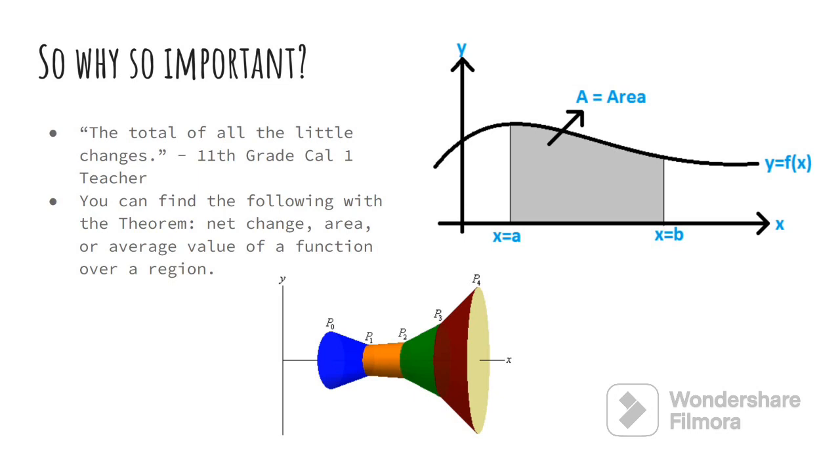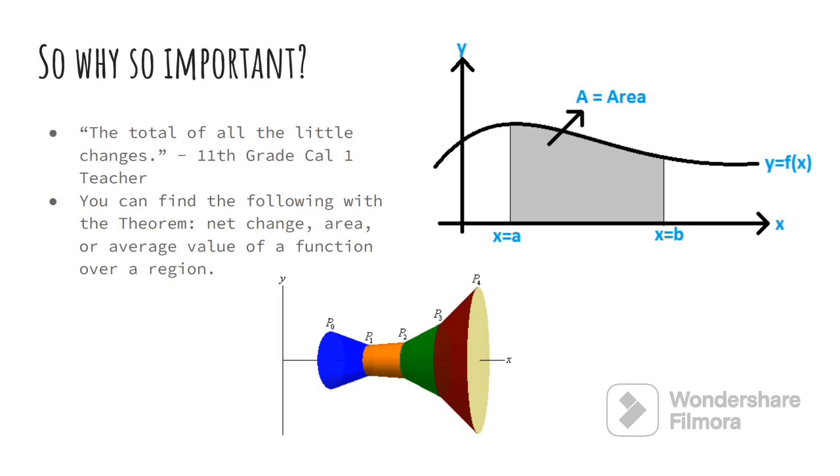Well, as one of my greatest math teachers told me back in 11th grade, he described the fundamental theorem as the total of all the little changes in one big thing. You can find a lot with the fundamental theorem of calculus. You can find net change over an area of time. You can find the total area of a shape. You can find the average value of a function over a region. You can find a lot of things.